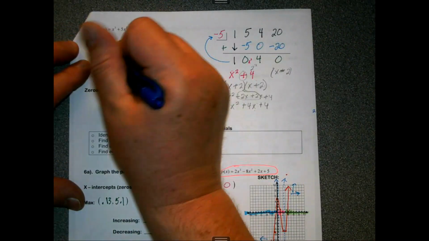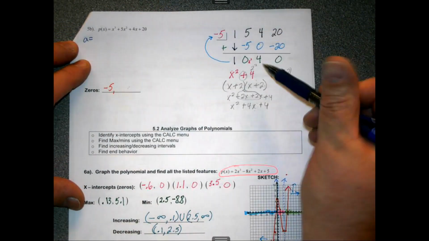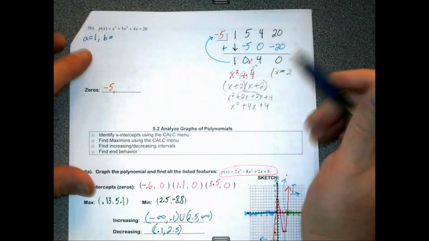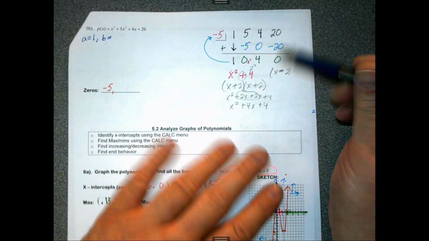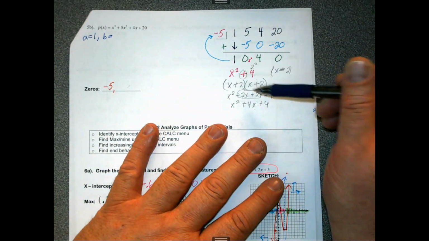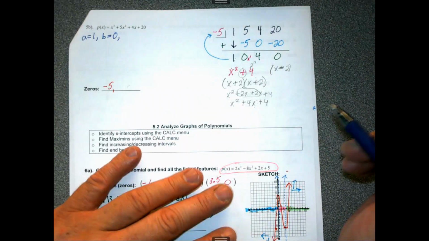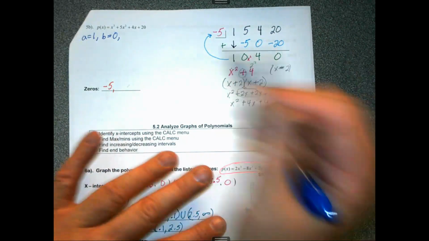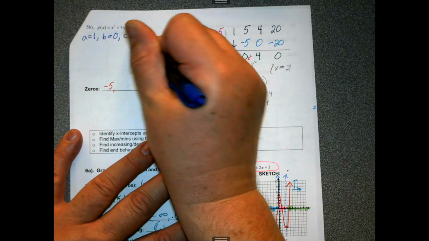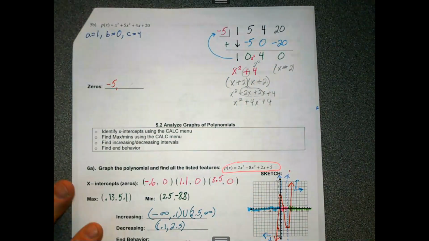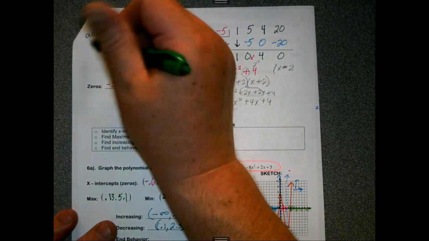My A is 1, right? And Jared, I'm putting you in charge to try to figure out what that short way is. B is 0. C is 4. Okay, quadratic formula, unless you want to use completing the square.